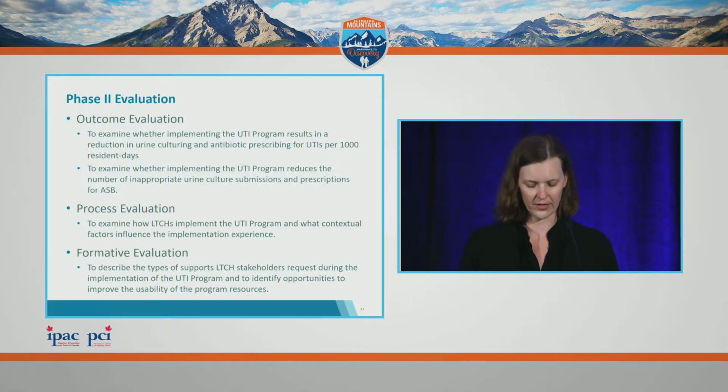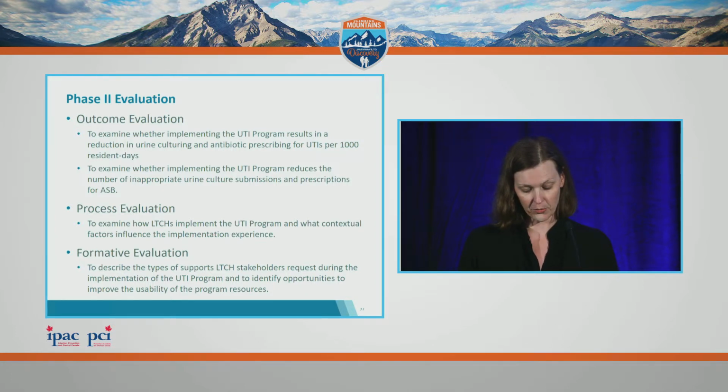The second phase of our evaluation wrapped up last year. It was a really full evaluation with a lot of objectives in it. We wanted to organize it around outcome, process, and formative evaluation. The outcome evaluation helped us measure whether or not we were seeing an impact. Did implementing this program actually result in a reduction in urine culturing? And did it result in a reduction in antibiotic prescribing for UTIs?